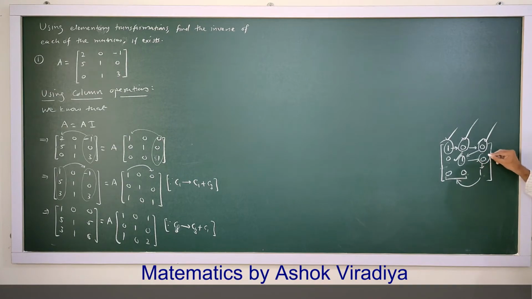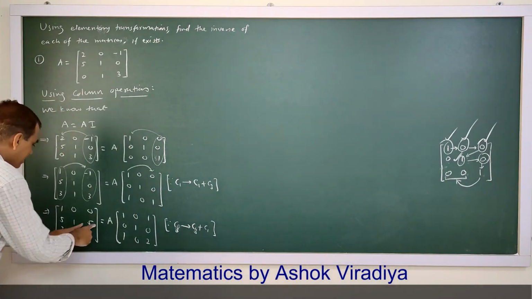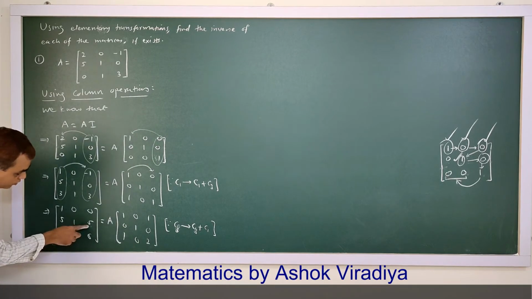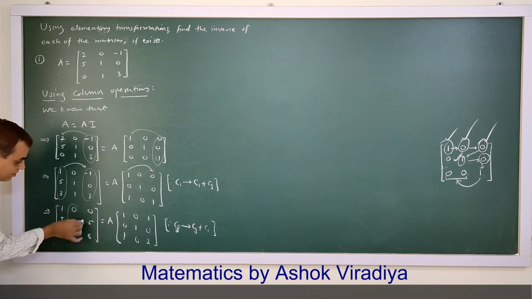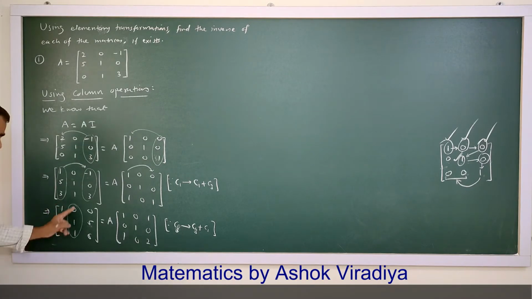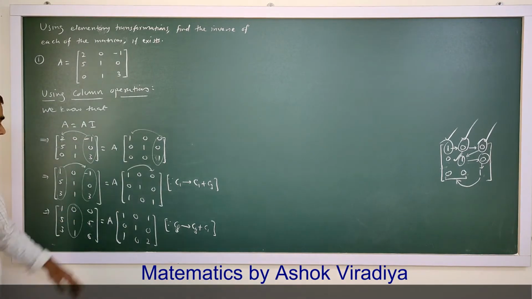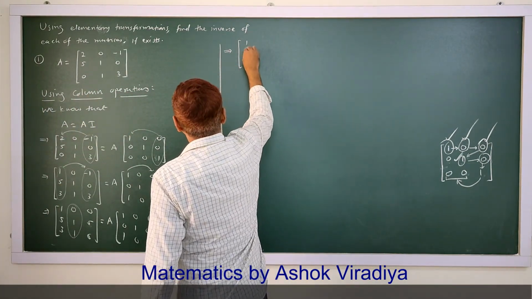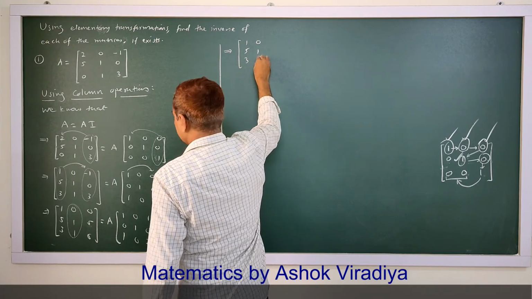Next step, set here 0. So focus here. We want here 0. So what do we do? We take help of the second column. Multiplying this by 5 and subtracting here, this can be converted into 0. So now I am multiplying the second column by 5, subtracting here. So 1, 5, 3, 0, 1, 1.